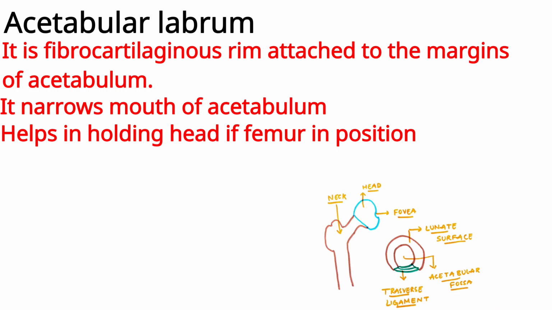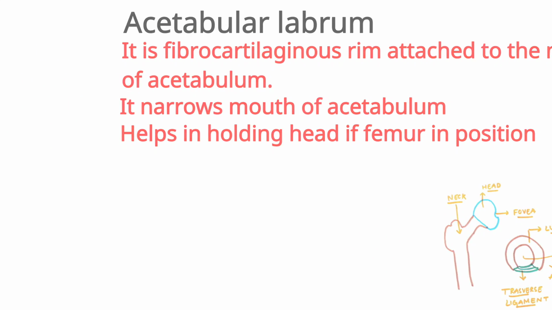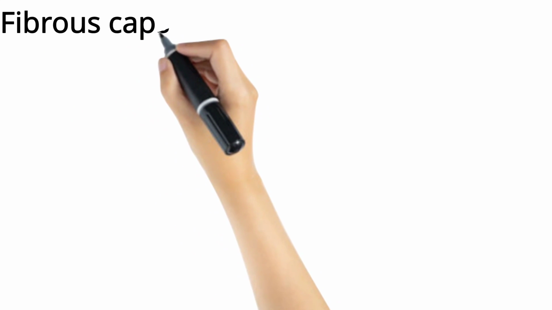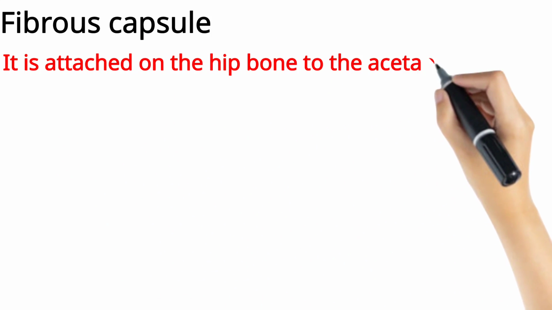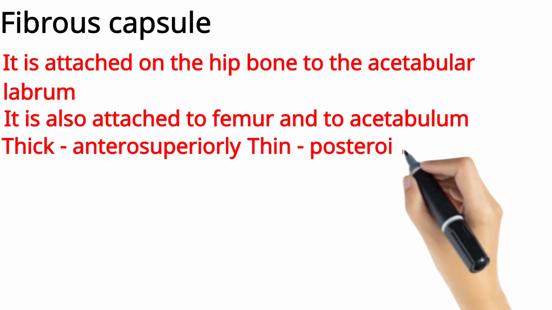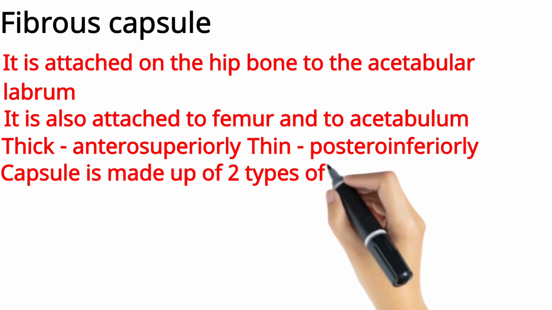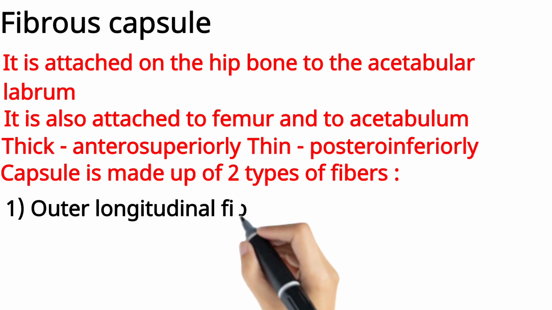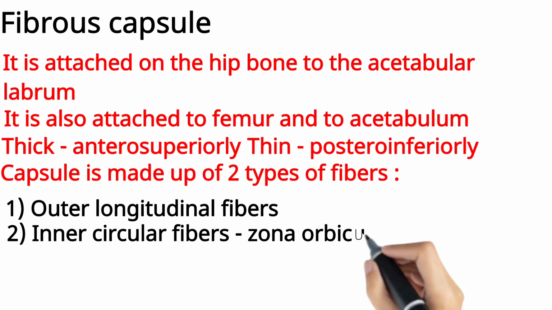It is kind of a cap covering the mouth of a bottle. So this fibrocartilaginous rim, that is the acetabular labrum, forms the cap, and the mouth of the bottle is formed by the head of the femur. So that cap covers the femur and it provides stability and firmness to the joint.